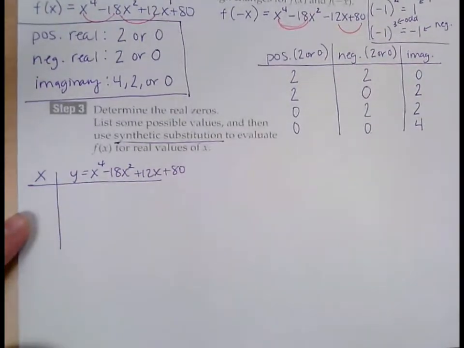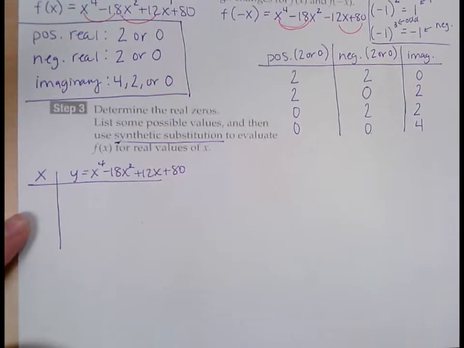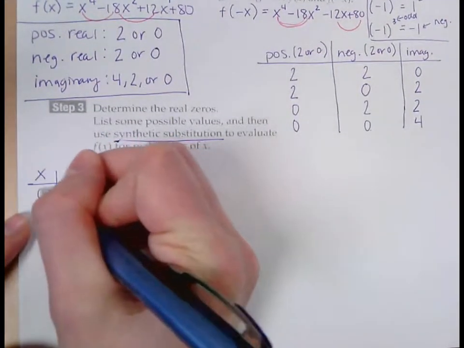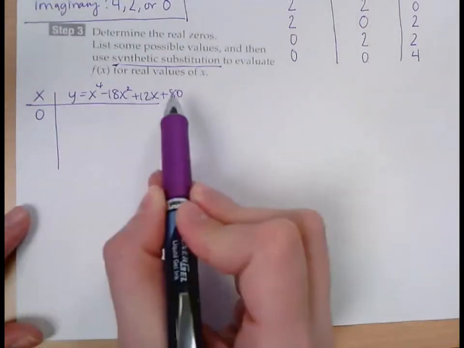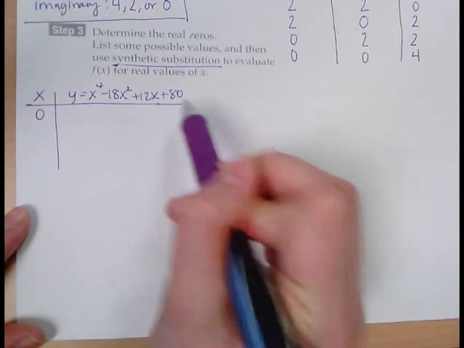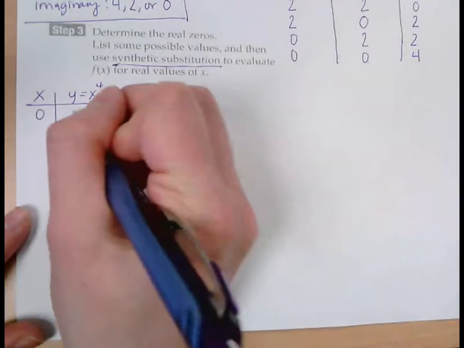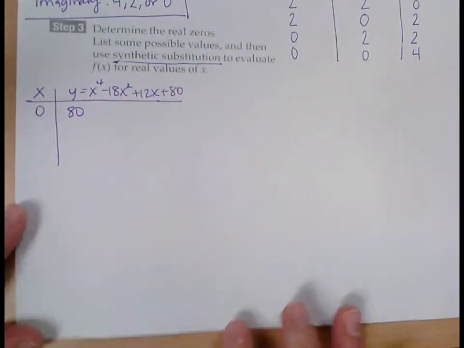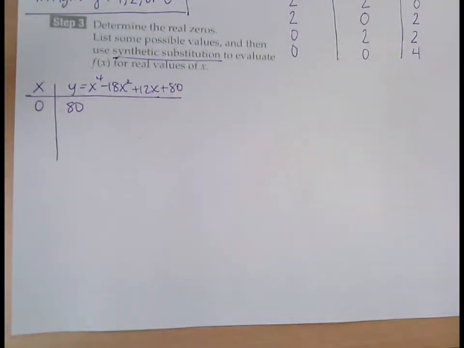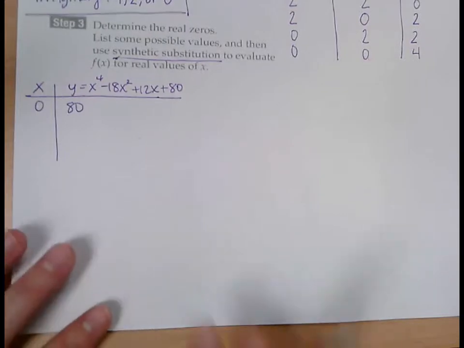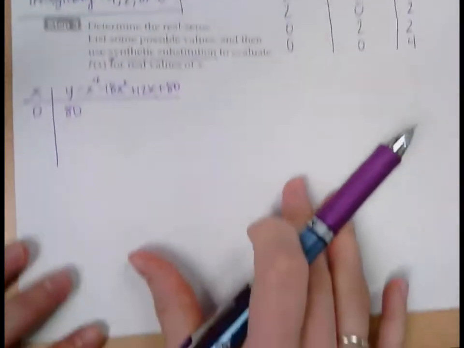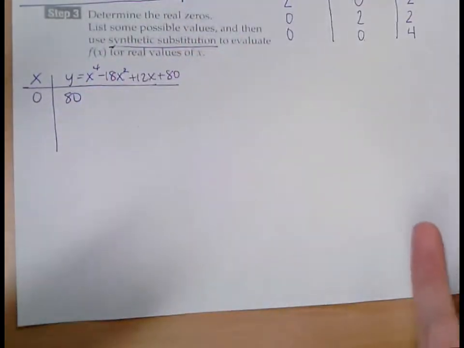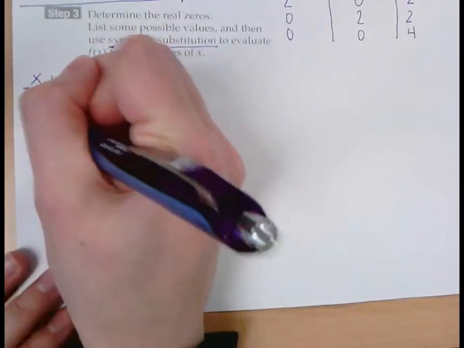So I typically start, even if I see it's not going to work, I typically start my table with the x value 0. Okay, so if I plug 0 into this function, what will I get? 80. All right, obviously 80 is not 0. I'm way far from 0. And now because it is possible that I could have positive real zeros, I usually start with positive numbers. So I'm going to plug in 1.